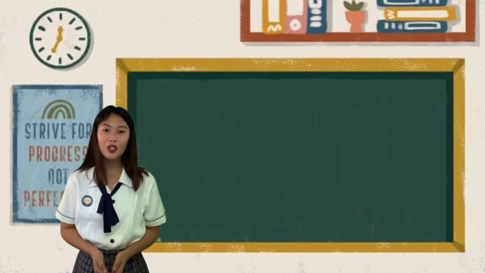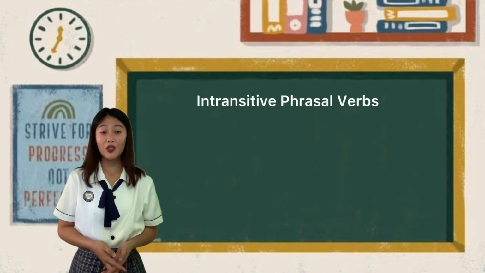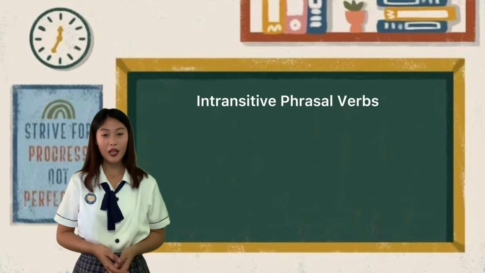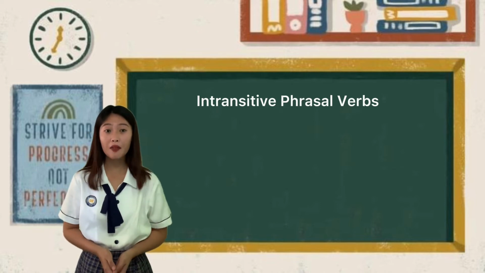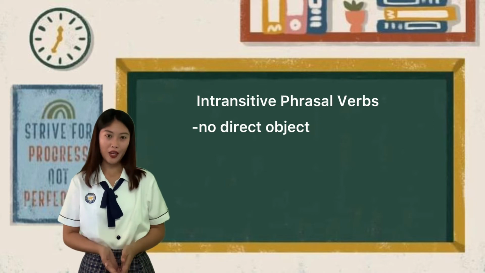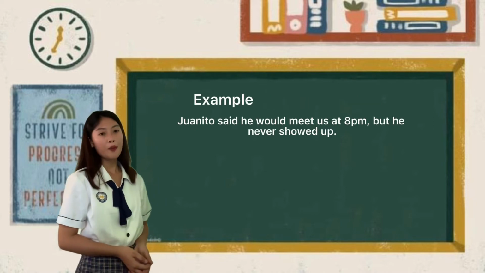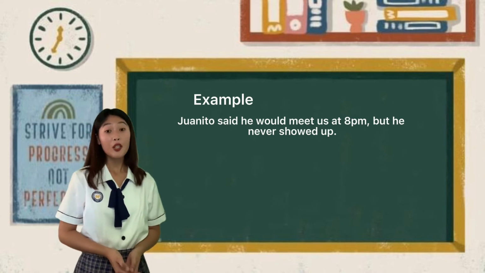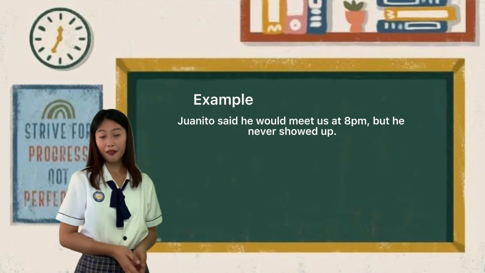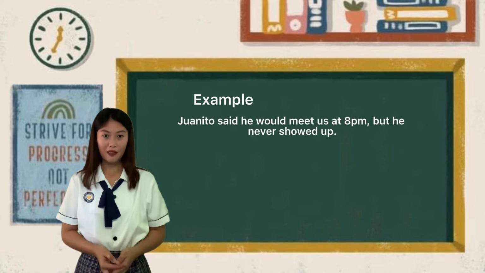Now let's proceed to intransitive phrasal verbs. Since a transitive phrasal verb has a direct object, of course, intransitive phrasal verbs have no direct object. For example, Juanito said he would meet us at 8 p.m. but he never showed up. It means Juanito didn't arrive, or he did not meet with his friends.